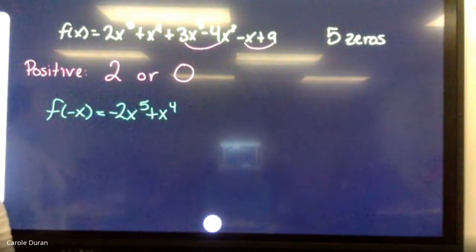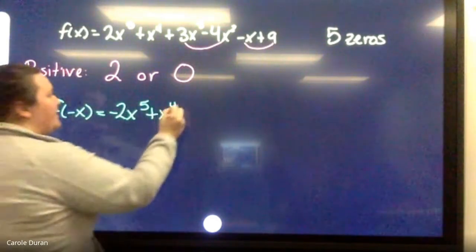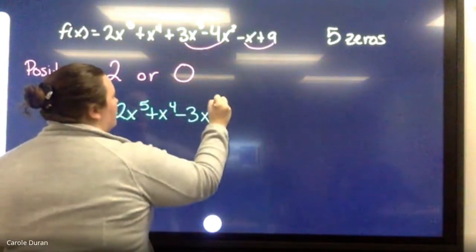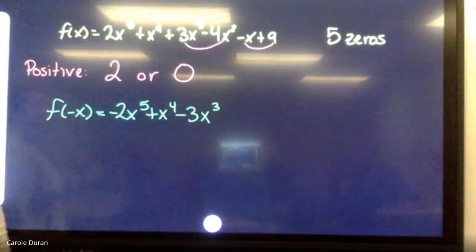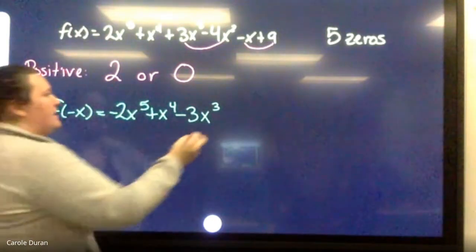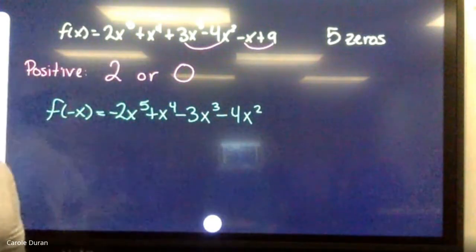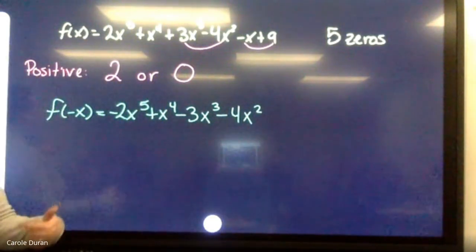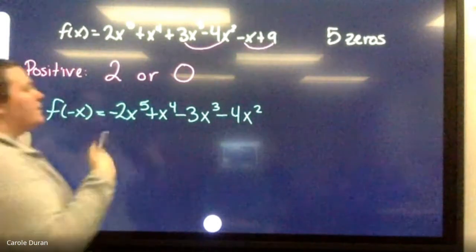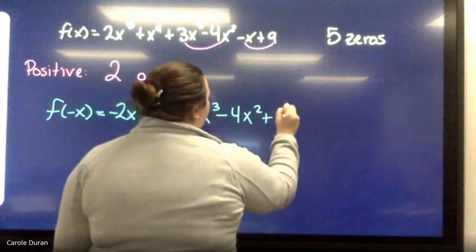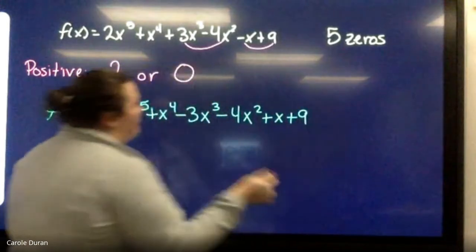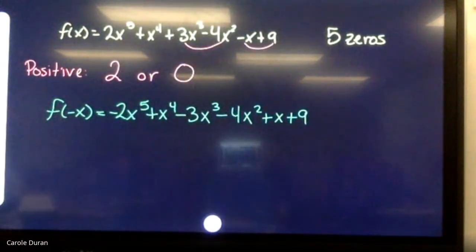My third term has an odd exponent, so it's going to change signs from a positive to a negative. My fourth term has an even exponent, so it's going to stay the same. My fifth term is odd, because there's no exponent there, so we assume it's a 1. So it's going to change from a negative to a positive. And then my constant on the end obviously never changes.